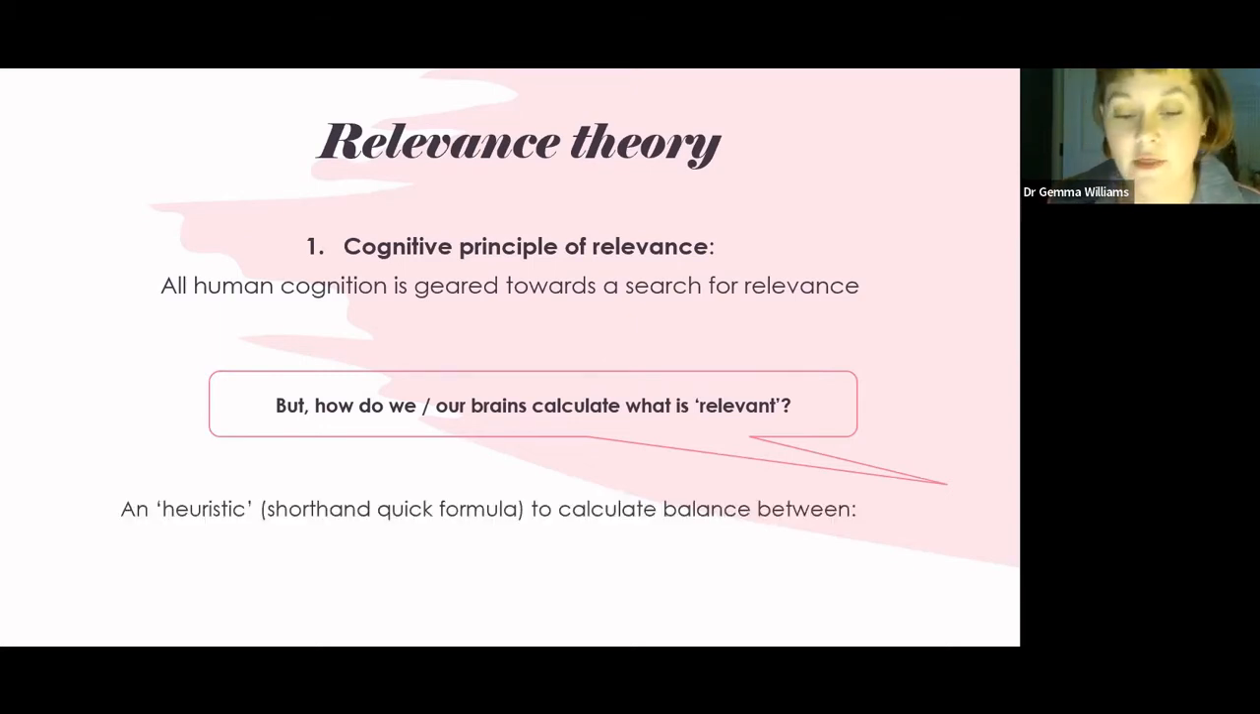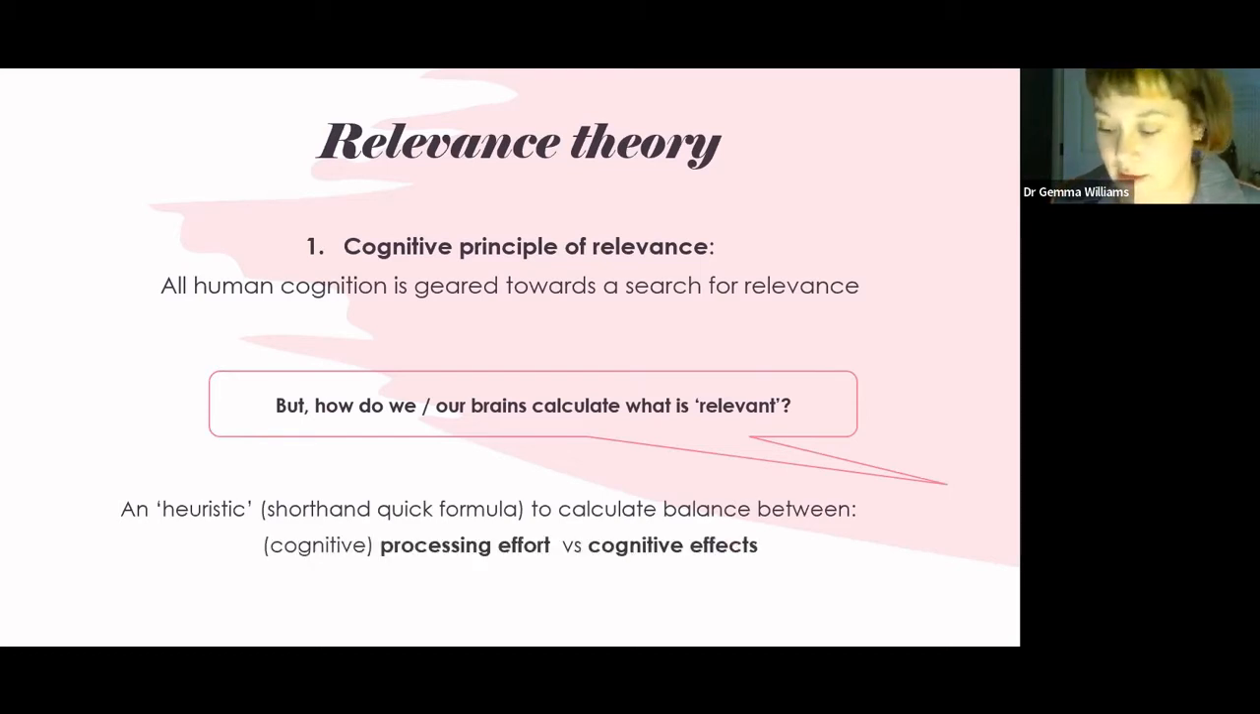And relevance theory says that we have a heuristic, or a shorthand, quick formula that calculates the balance between the effort required to process something and the potential value it brings to us, which is measured in cognitive effects. And in this case, cognitive effects include anything like the introduction of new facts, or new beliefs, or new information, or it could be strengthening or contradicting existing beliefs or assumptions. Or it could be where this new piece of information mixes with something you already know, and you can create a new idea or a new concept. So it's anything that creates changes in your mind.